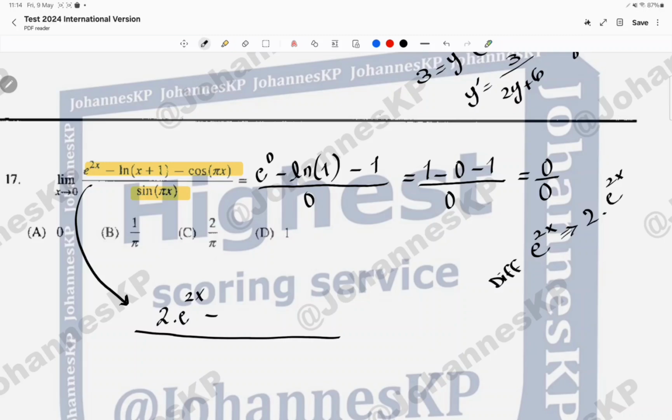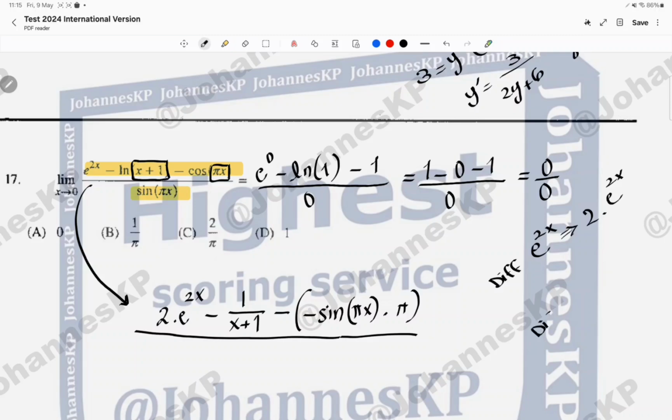When you differentiate ln, you do 1 over, copy paste the interior, which is x plus 1, and on top, multiply by the derivative of the inside. What's the derivative of x plus 1? Just 1. So that's why it's just 1. Minus. What's the derivative of cosine? Negative sine. And what's the derivative of the interior, which is the pi x? Pi.